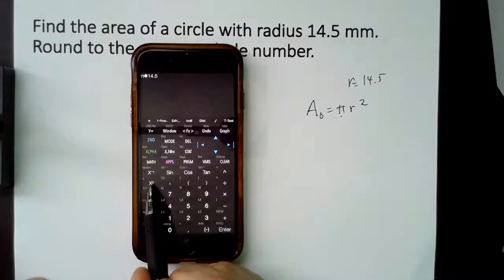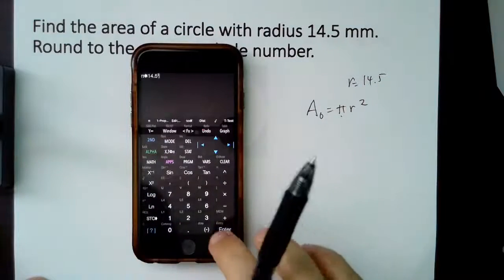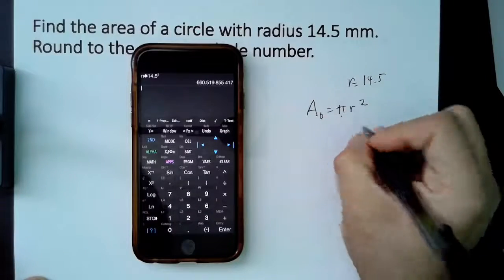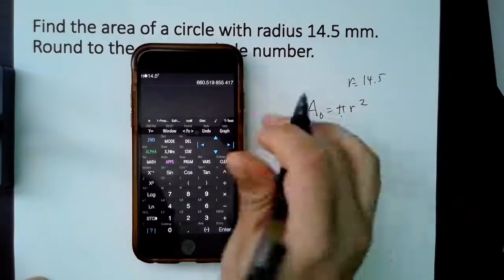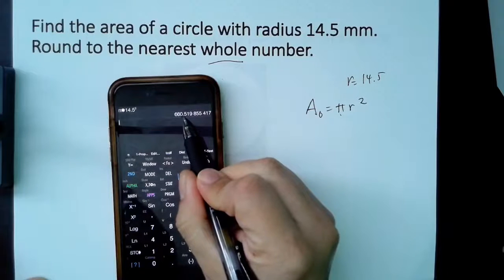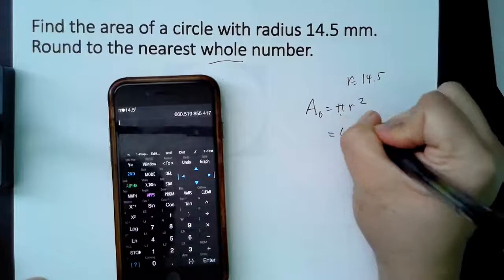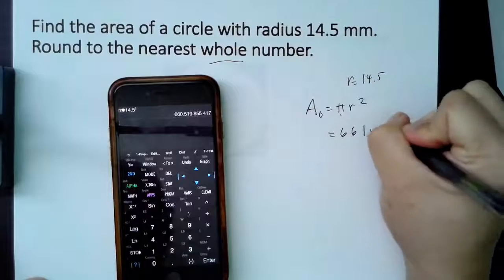So see the little x squared key? I'm just going to hit that and see how it gives me that little 2. That's squaring it. And then that's going to be 660.5, but it wants us to round to the nearest whole number. So to round to the nearest whole number, we look at immediately to the place value to the right. So 5 and up, we move up, we round up. So this is going to be 661 millimeters squared.